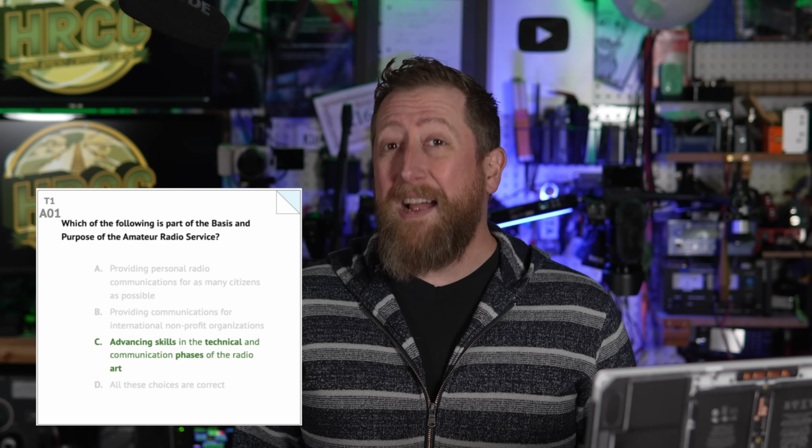So, question 1, this is sub-element 1, Alpha 01. It's broken up into Alpha, Beta, Charlie, Delta, Echo, and Foxtrot. Those are the letter characters that break up this sub-element. Which of the following is part of the basis and purpose of amateur radio service? I'm only going to mention the right answers here.